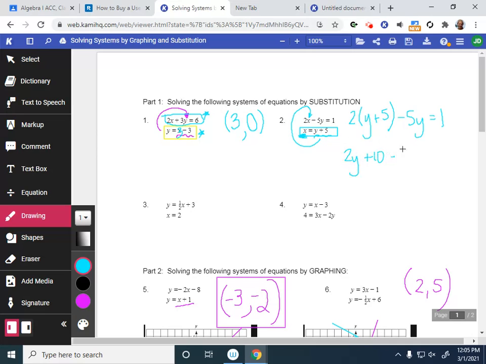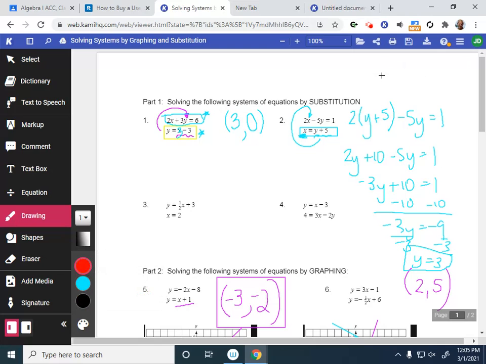Now I solve. 2y plus 10 minus 5y equals 1. 2y minus 5y is negative 3y. Subtract 10 from both sides. Negative 3y equals negative 9. Divide both sides by negative 3, y equals 3. That is just one part of the solution. So the solution for number 2 is going to have a y value of 3. But I got to find the x. So take that y and plug it back in to the original. So let's plug it into this one. If y equals 3, x equals 3 plus 5. So x is going to equal 8. That is my solution.